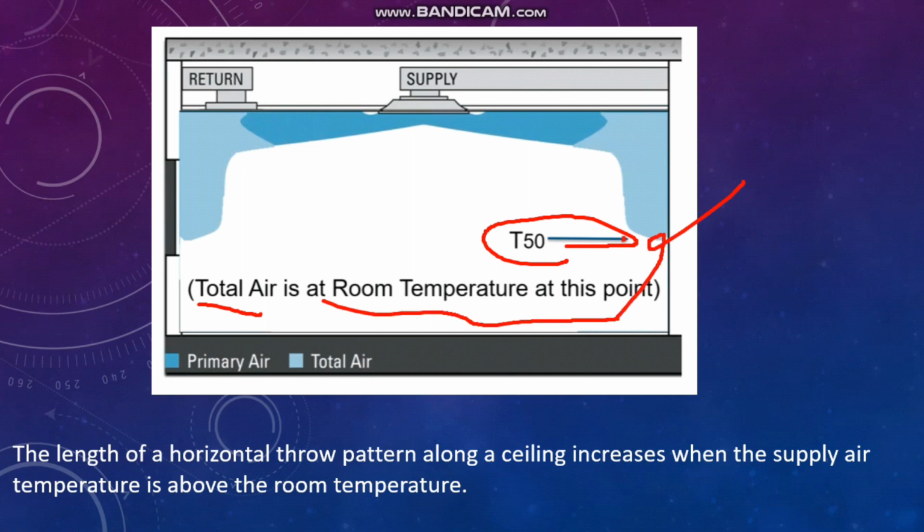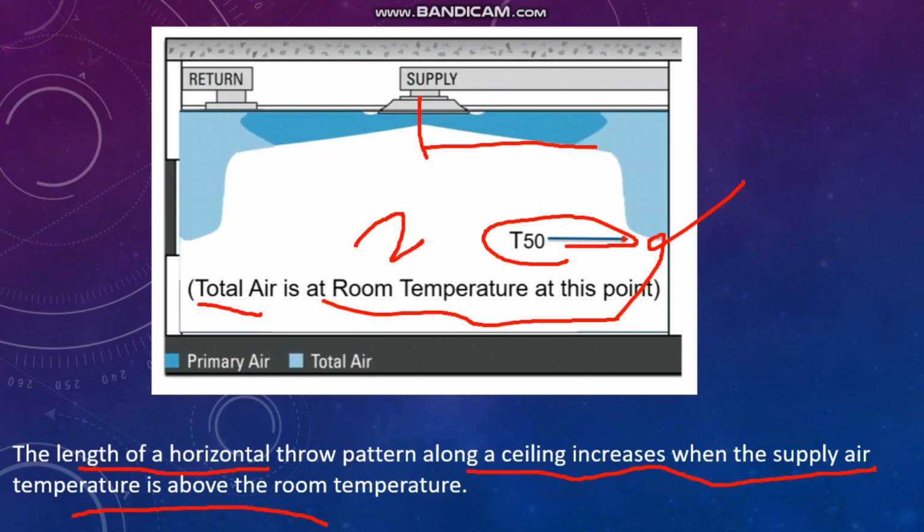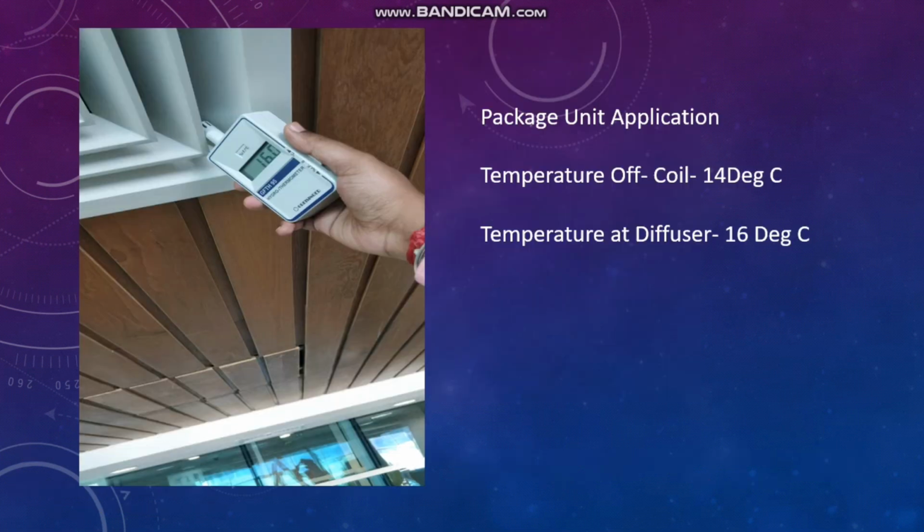So here the length of the horizontal throw, I mean this length, the length of the horizontal throw pattern along a ceiling increases when the supply air temperature is above the room temperature. For example, here we have 24 degrees Celsius. Here I told you it's coming with 14 degrees Celsius. If this temperature is high, then this horizontal throw distance will be increased. So like you see here, we have a package unit application. The off-coil temperature of the package unit was 14 degrees Celsius and the temperature at the diffuser was 16 degrees Celsius. And when it reaches the terminal velocity 50, this temperature will be equal to the room temperature.